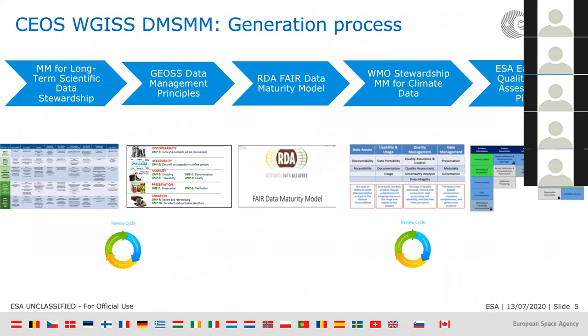This slide shows the process for generation of our data stewardship maturity matrix, data management. As you can see, we started with the Peng maturity matrix for long-term scientific data stewardship, to which we added the CEOS data management principles. We had a review cycle internally before going on. And we have also added the RDA FAIR Data Maturity Model indicators. And we did another analysis of the latest stewardship maturity matrix for climate data from Peng, from WMO. And we have also added the ESA EarthNet Quality Data Assessment Pilot used at ESA. And now our maturity matrix is in the following slide.